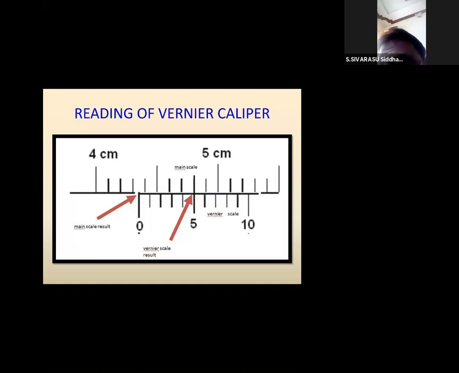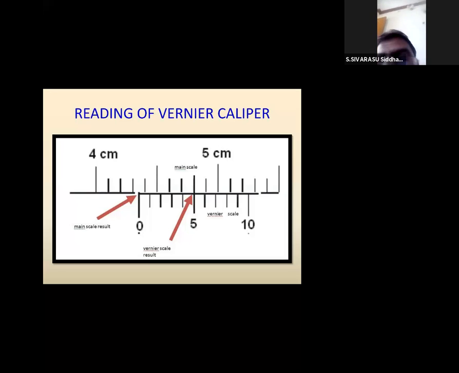If you see that, now you can see this vernier scale division. The 5th division of the vernier scale coincides with the main scale division. Already we have discussed that the least count is the difference between one main scale division and one vernier scale division. That is 0.1 mm. Now there is a division which coincides with the main scale division, and now you can get this value.